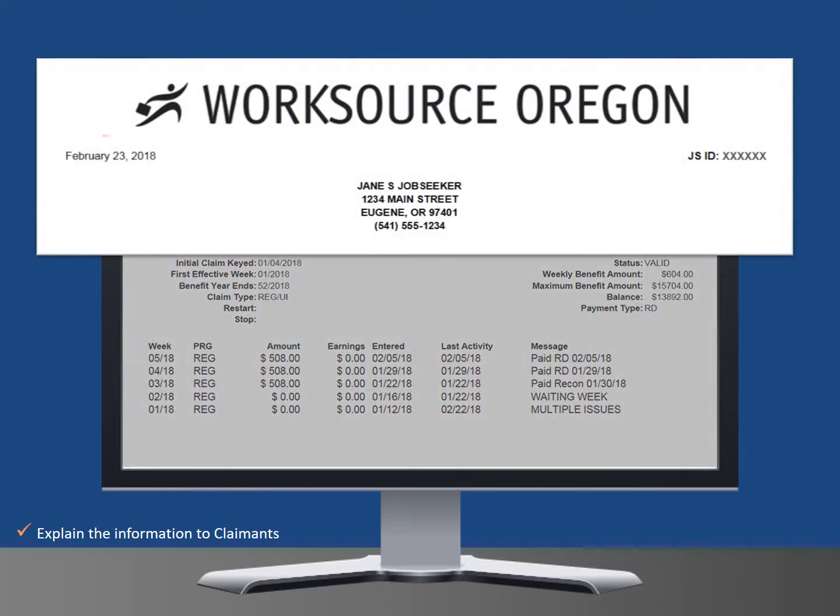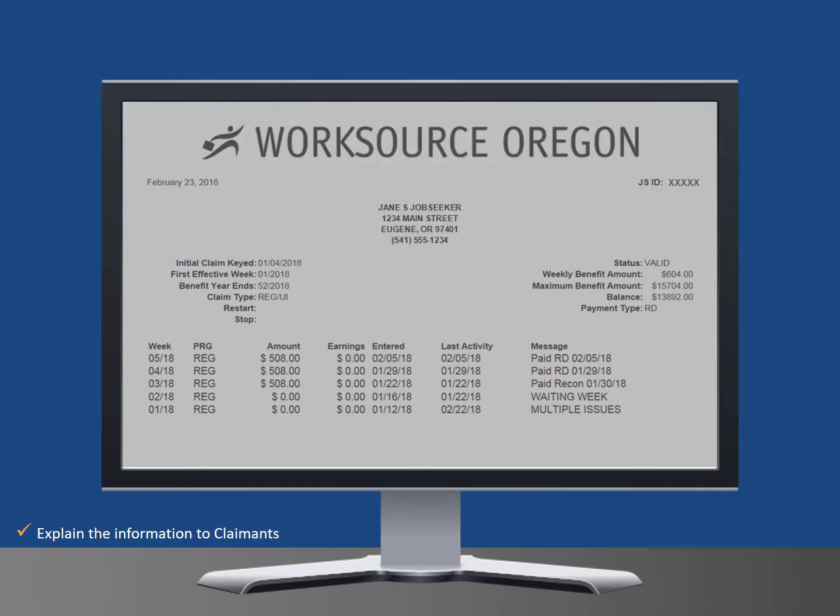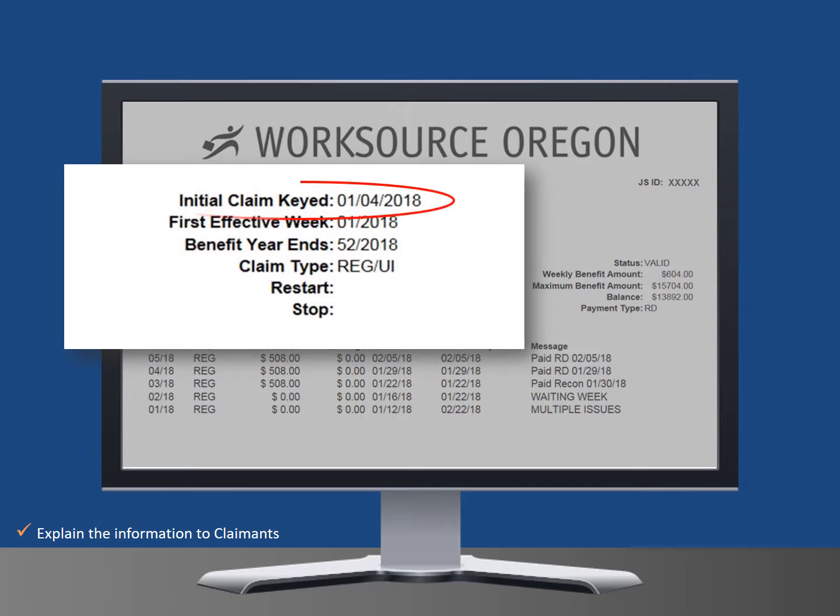The top of the page features the date you are accessing the screen, as well as the claimant's name, contact information, and job seeker ID. The initial claim keyed is the date the claim was processed into our system. Please note that the keyed date is not always the same as the date the claimant submitted their new application.